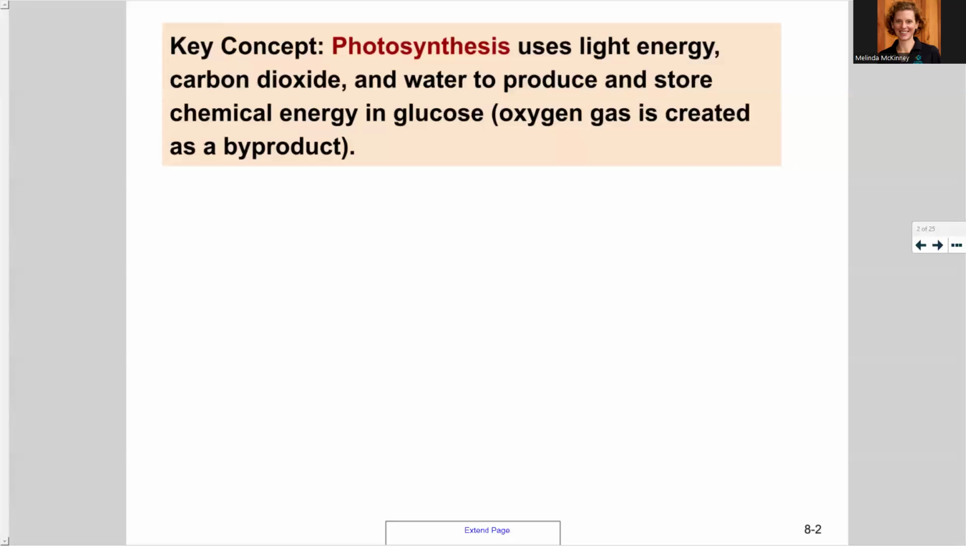This is Bio 181, Chapter 8, and it's on photosynthesis. So the key concept, this is the overview for the chapter, is that in photosynthesis, which is a metabolic reaction, we're going to use light energy to drive the formation of glucose.